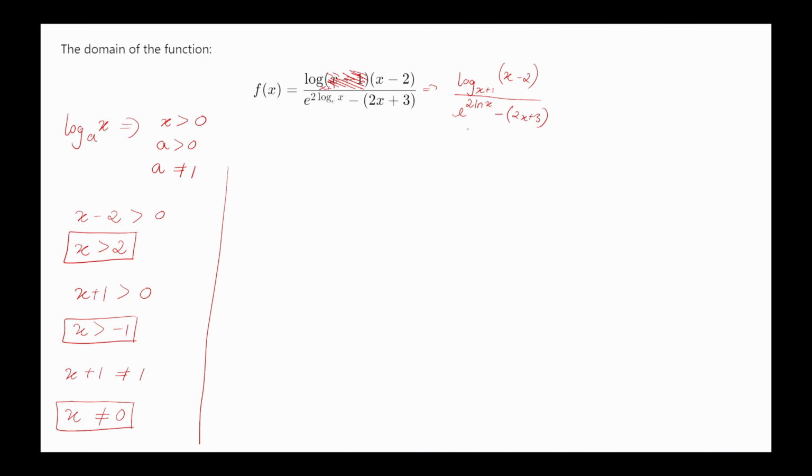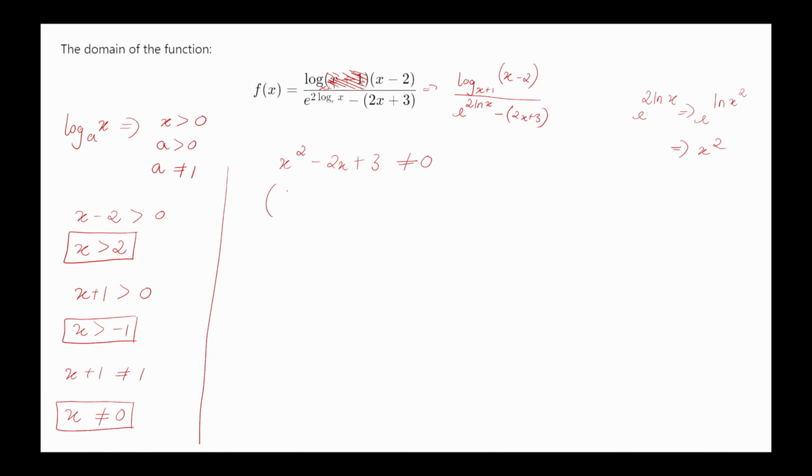Now, if you look at the part which is in the denominator, e to the power 2 ln x. How can I write down e to the power 2 ln x? I can write it down as e to the power ln x square, and e to the power ln x square simply becomes x square. So this becomes x square minus 2x plus 3. And since it is in the denominator, this should never be equal to 0, right?